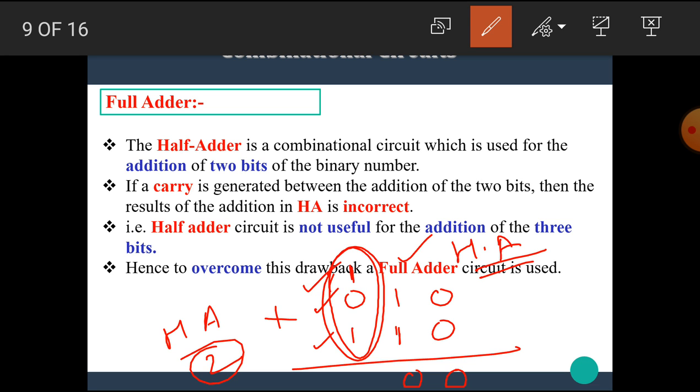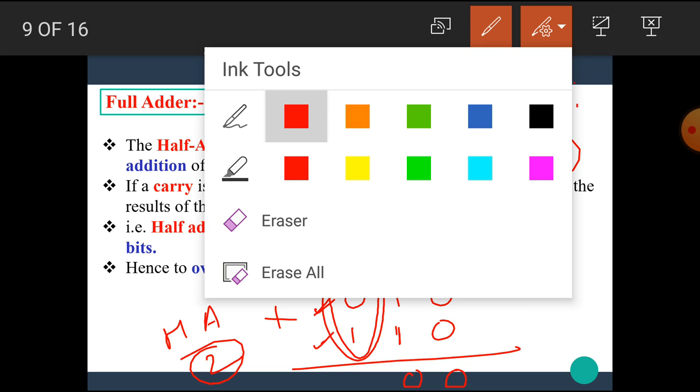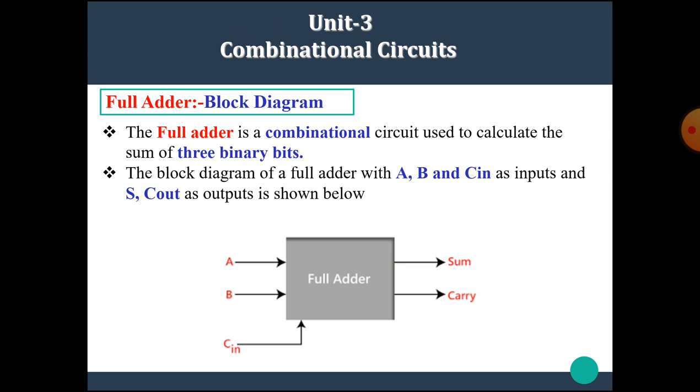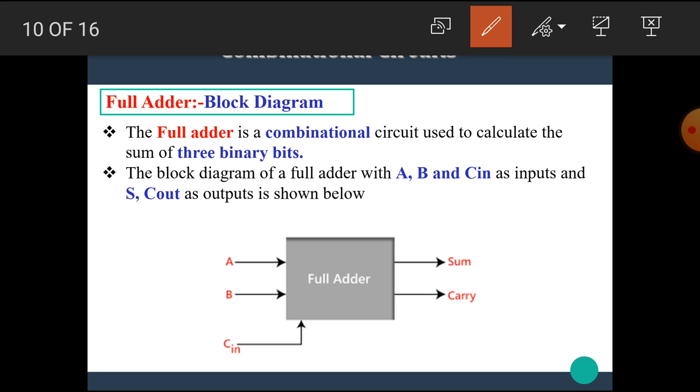For that purpose we have to use a logic circuit which adds the 3 bits, hence we use the full adder circuit. In full adder circuit we can perform the addition of the 3 binary bits. Okay, that is the half adder circuit is not useful for the addition of 3 bits, hence to overcome this drawback a full adder circuit is used. Okay, that means the full adder is a combinational circuit used to calculate the sum of 3 binary bits.